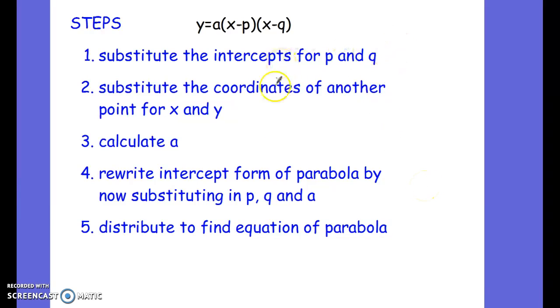Take a second to pause the video and read through these directions. These are the 5 steps you're going to use to write the equation from a graph.